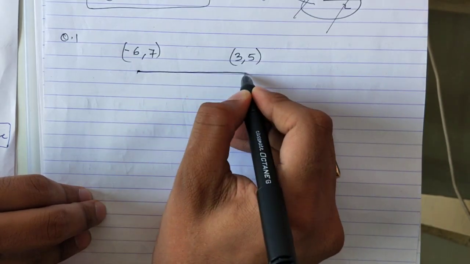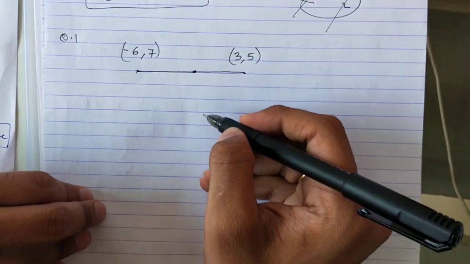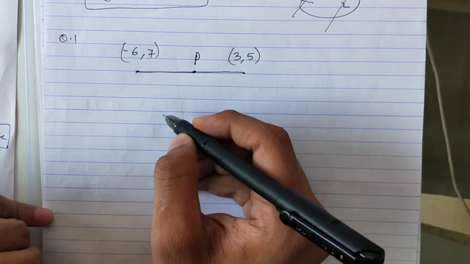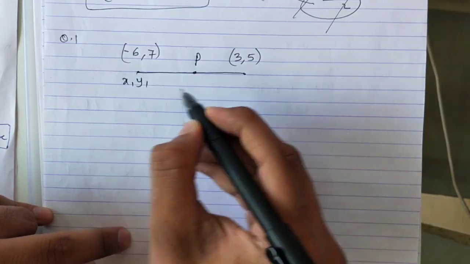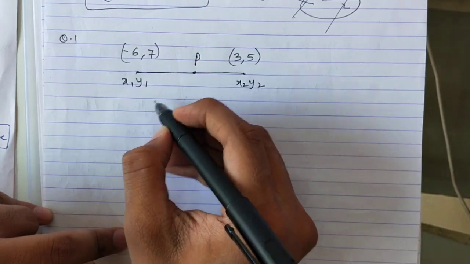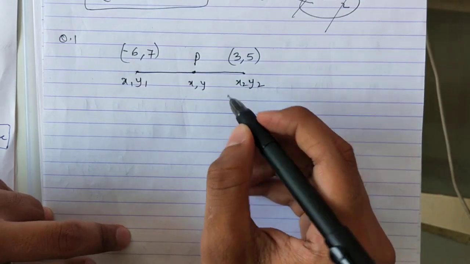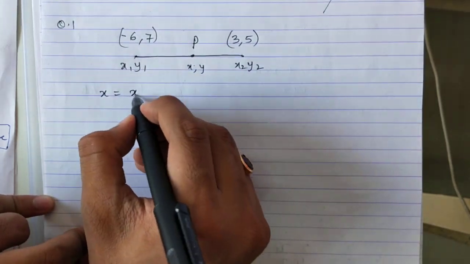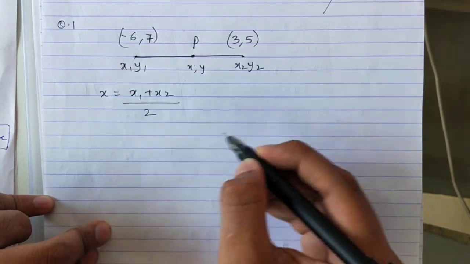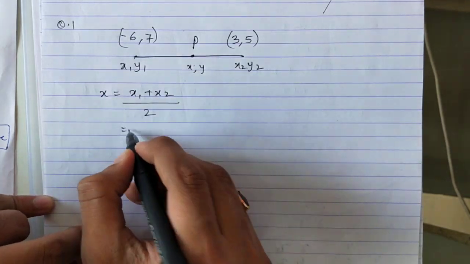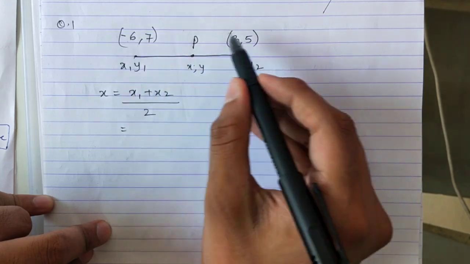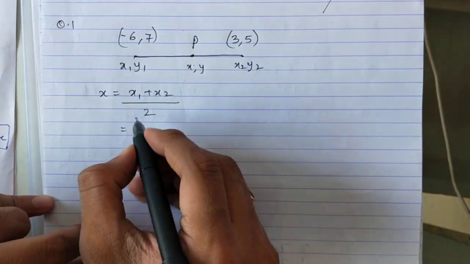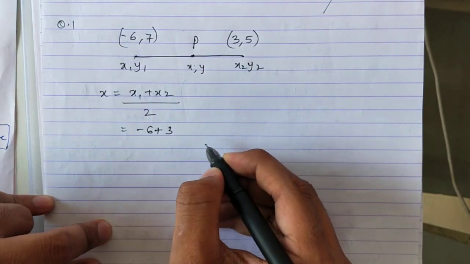These are the 2 points, and they told me to find the midpoint of this line. Let's name the midpoint as P. So this will become x1 y1, this is x2 y2, and this is x y. We have to find the midpoint, so we have to find x. How to find x? x1 plus x2 upon 2. That is minus 6 plus 3. Can you see x1 is minus 6 and x2 is 3. So minus 6 plus 3.